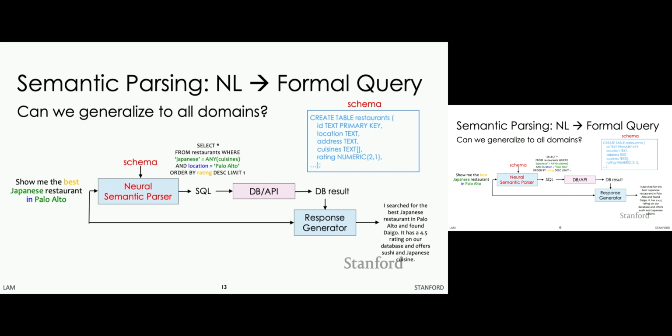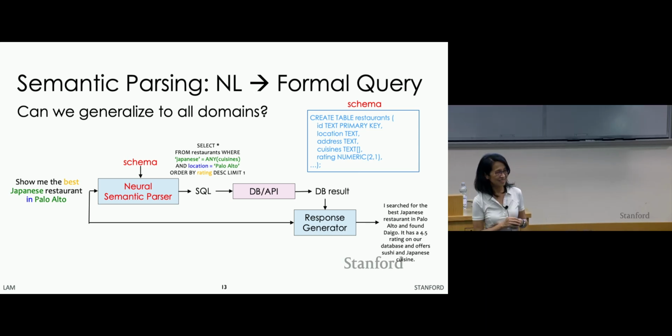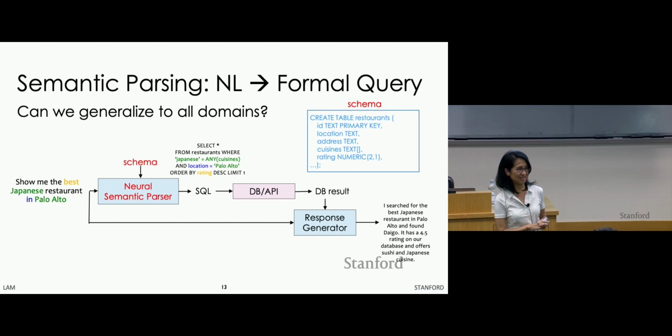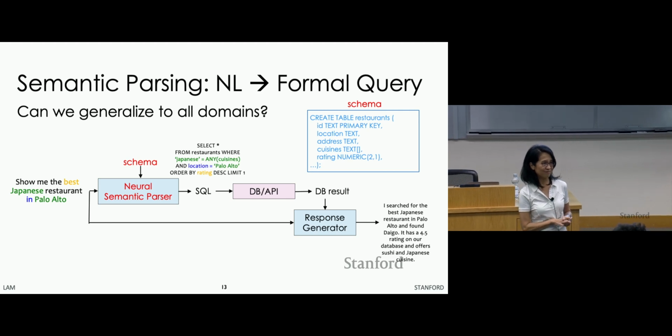Okay? Yes. What is your name? Where's your tag? Arpa? Yeah. In addition to just the schema, wouldn't the neural semantic parser also need some information about what the actual information in those certain fields is?